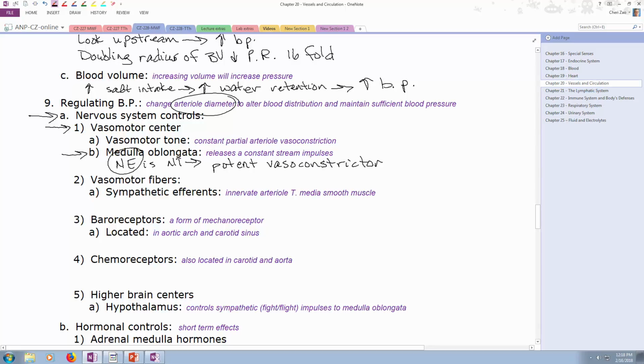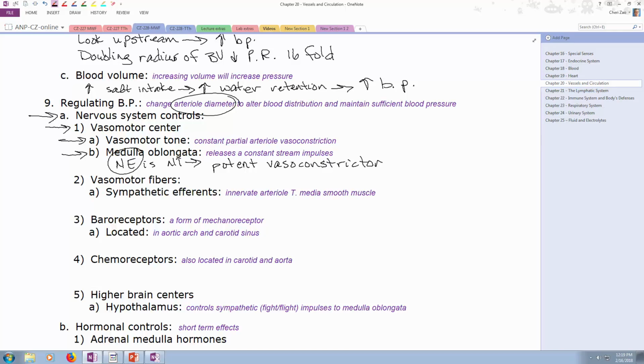So we will be releasing norepinephrine on the tunica media, which is the muscular layer of our arteries and, more importantly, arterioles. But it is the amount of norepinephrine that we release that will be responsible for providing us a baseline of vasomotor tone. So you have a certain baseline release of norepinephrine on your blood vessels, and that is what is giving you your current blood pressure.